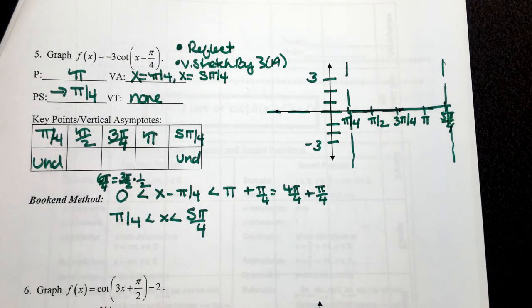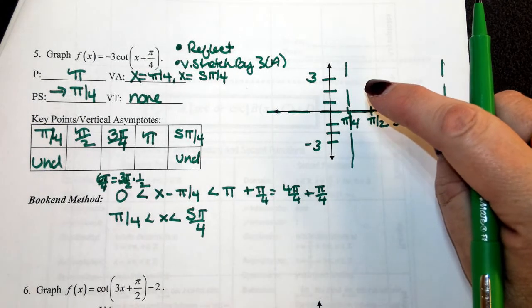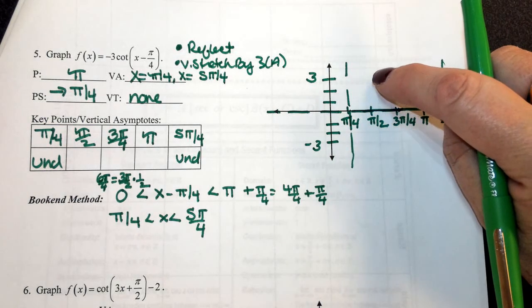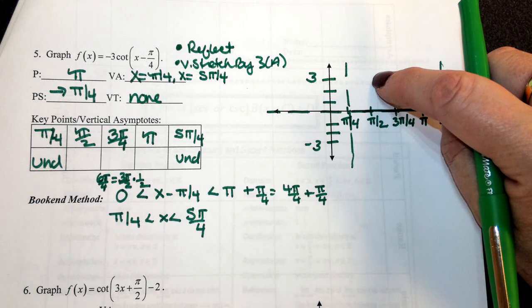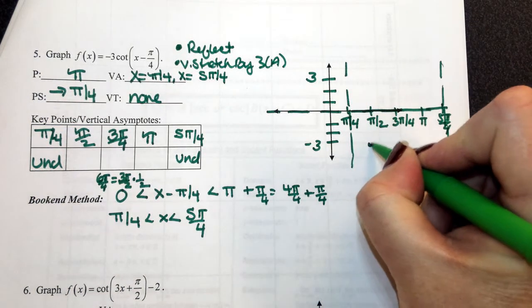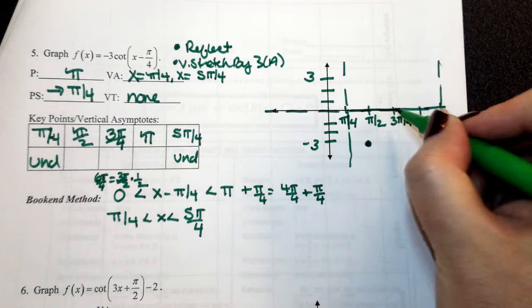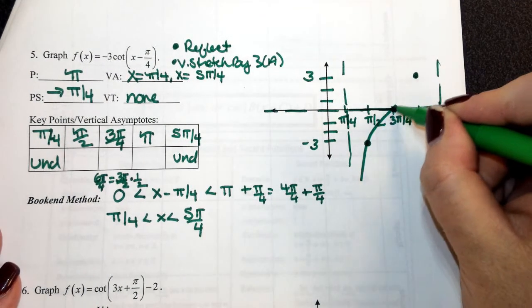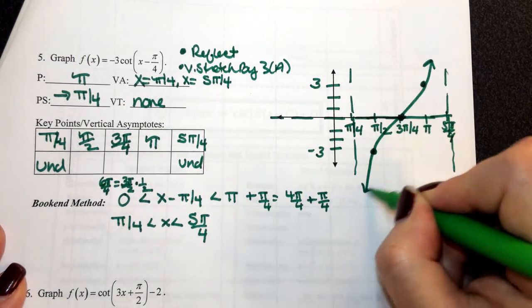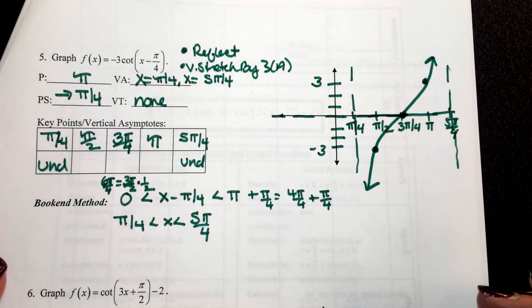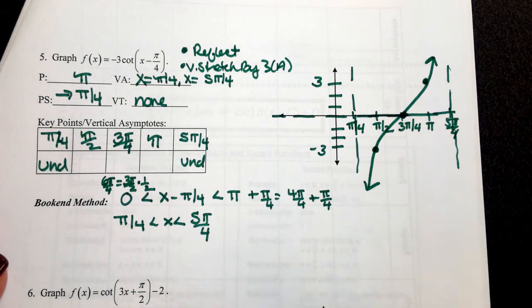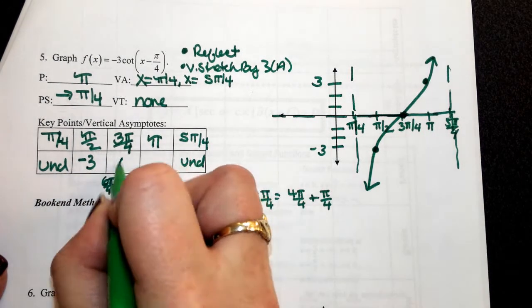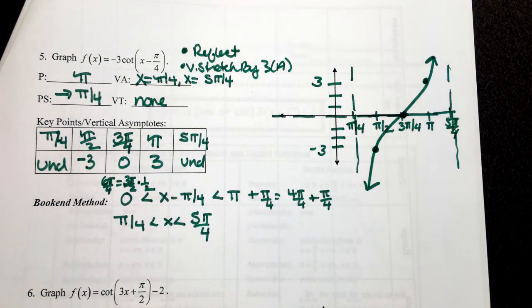So now, remember, don't forget about your reflection. So instead of starting 3 units above the x-axis, I'm going to have to put my first key point 3 units below. Then it's a baseline, and then I'll go above the baseline to 3. And there's your reflected cotangent with the phase shift. So at pi over 4, it's negative 3, 0, and 3. So any questions on graphing a cotangent with a phase shift?